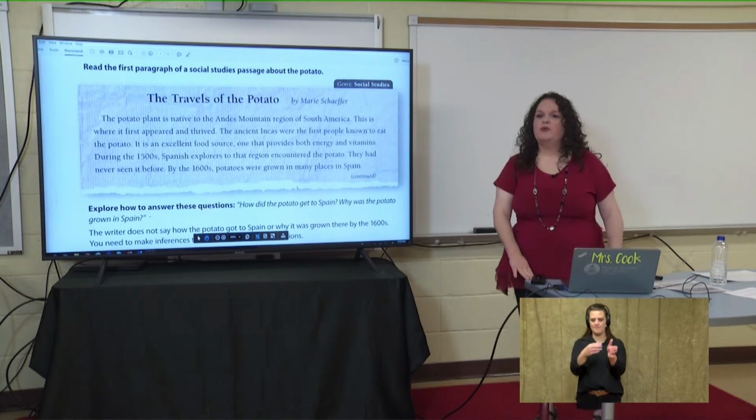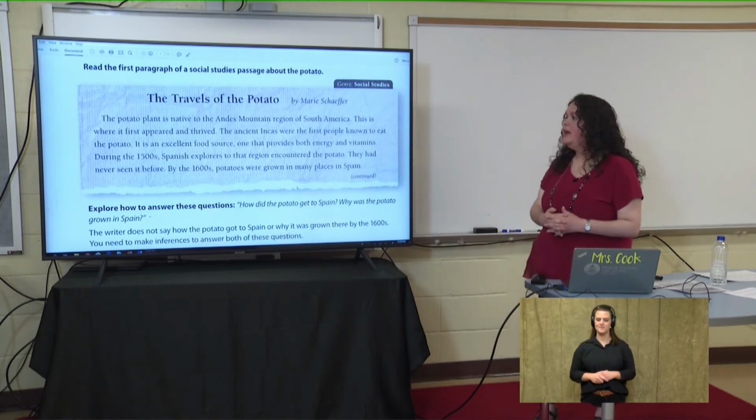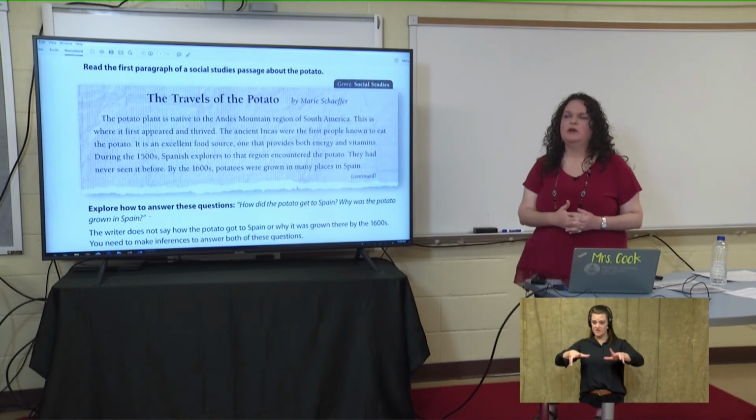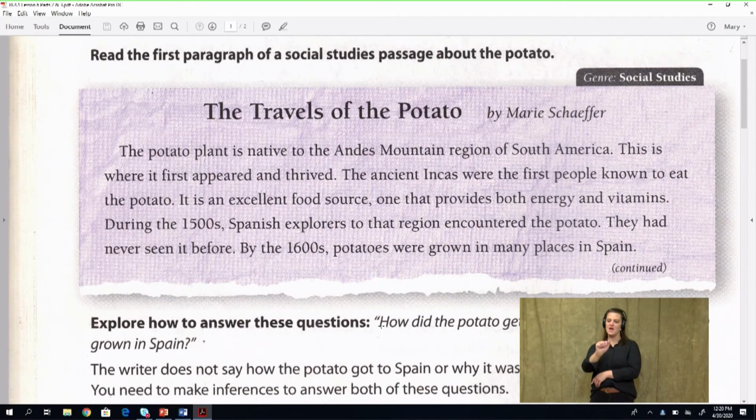So we know from reading the first sentence that the potato plant is native. When have I ever heard that word native? Oh, Native Americans. And I know in my study of Native Americans that those are the people that were here before anybody else came here. Oh, so I wonder what that could mean. I wonder if there's any hints in the text as I read along.